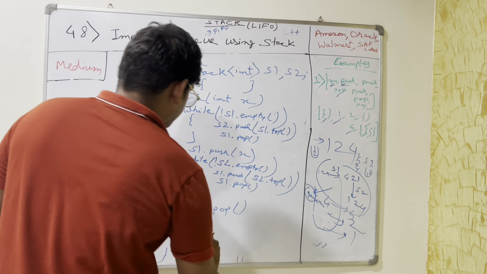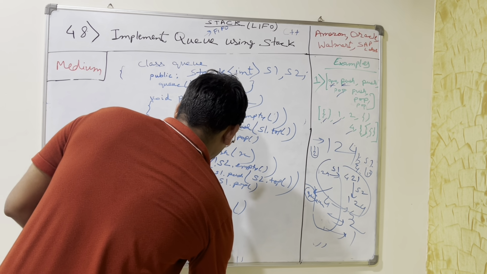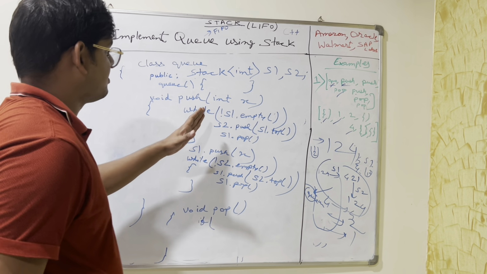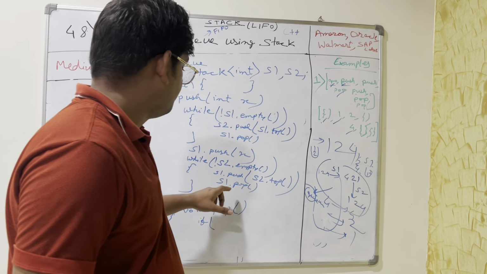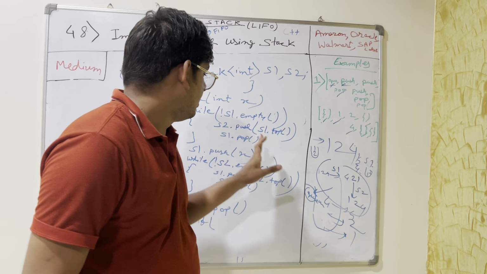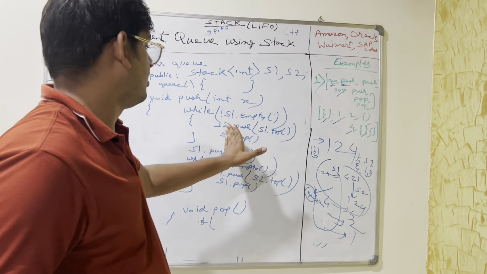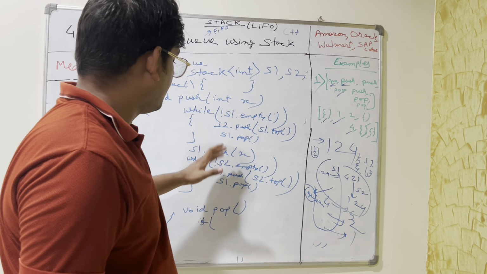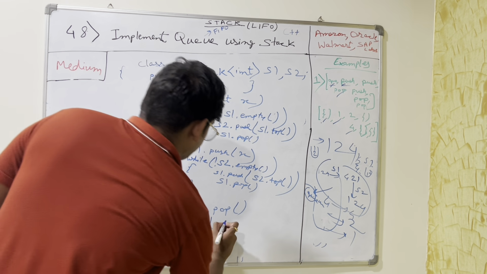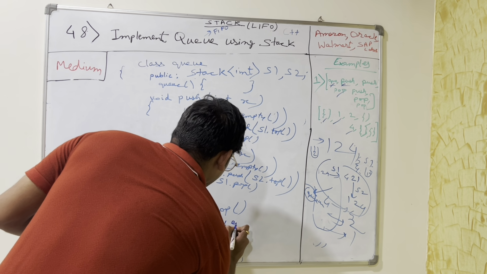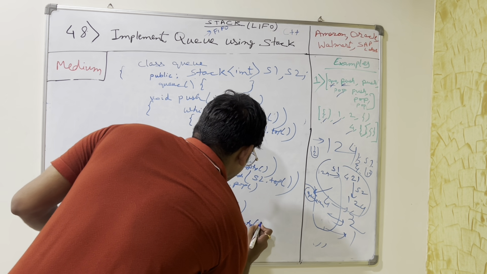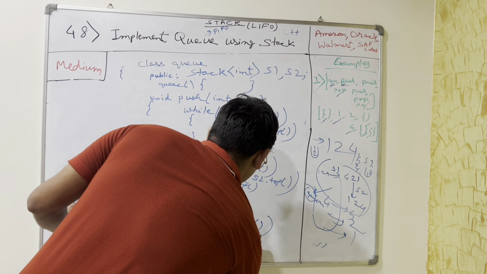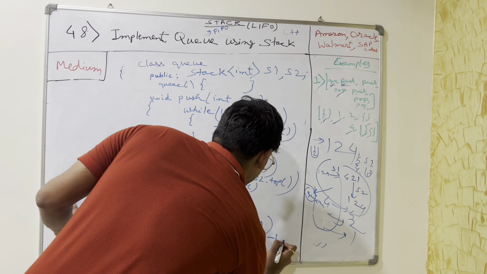What do we do in the pop section? Whatever was there in stack 1, we have maintained only stack 1. The outer world won't know about the stack 2 operation. Whatever we push into stack 1, we pop out from stack 1. So if S1 is empty, that means we don't have anything in the stack. If the stack is empty, then we return -1.